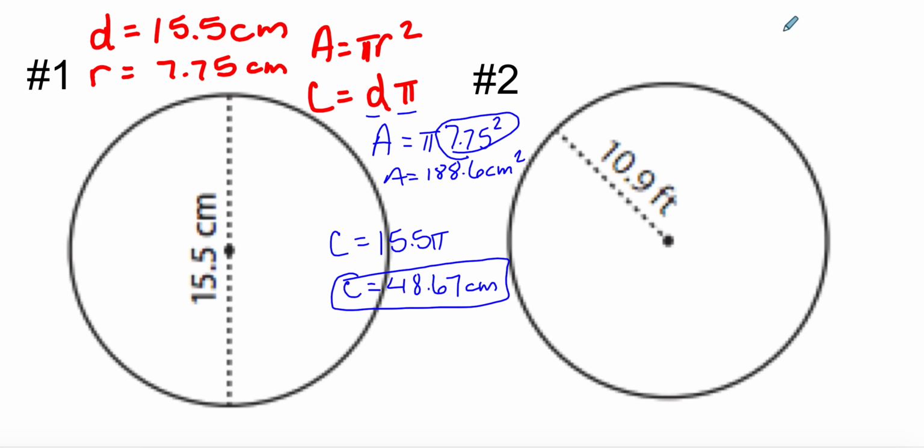Using these same formulas in part 2, I'm still going to define my diameter and my radius. In this example, I'm given the radius of 10.9, so I have to find the diameter. And when I find the diameter to this, it's going to be 21.8.